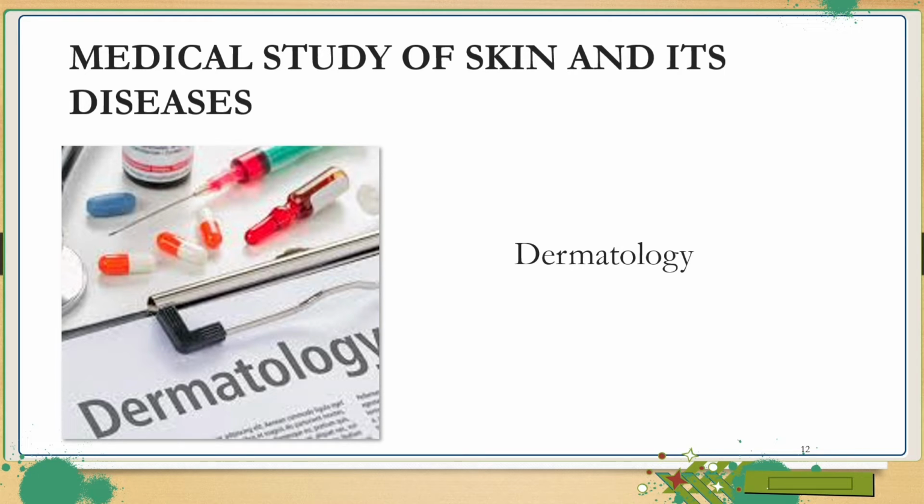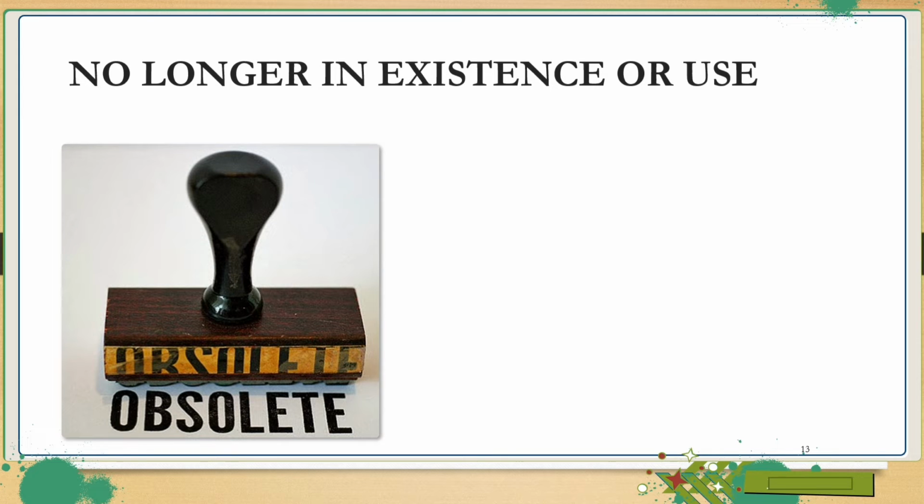Okay, let's get on to the next one. That is no longer in existence or use. Something which is outdated and whose use has decreased recently or over the years is known to be obsolete. It might refer to a word or a trend or a ceremony which is no longer in existence or use. So obsolete is used for something which isn't used anymore.